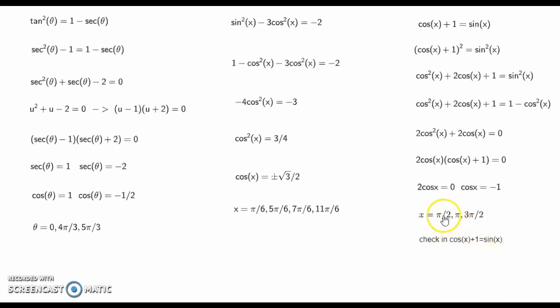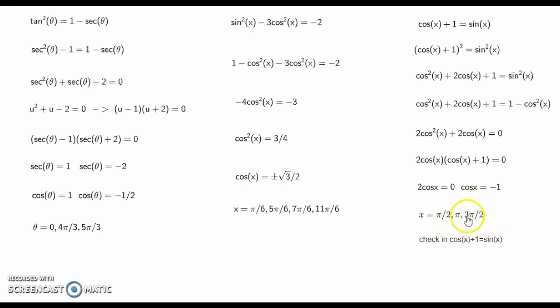Well, if we plug pi halves in here, cosine of pi halves is 0, so 0 plus 1 is 1, and sine of pi halves is 1, so 1 equals 1. So pi halves is a valid solution. Well, let's plug in pi. Cosine of pi is -1, -1 plus 1 is 0, and sine of pi is 0, so 0 equals 0. So pi is still a valid solution.